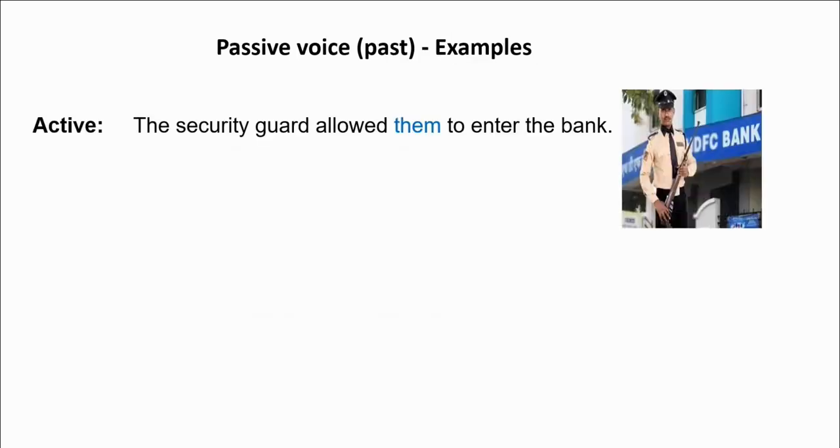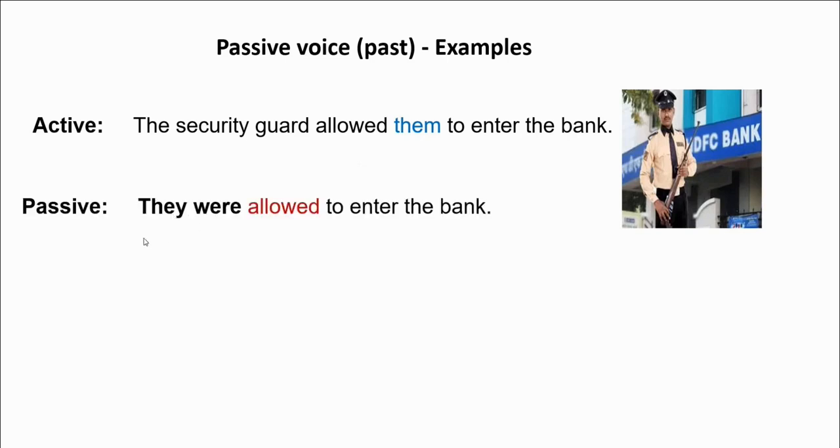All right? Now, let's look at the past. So, in the active, the security guard allowed them to enter the bank. So, this is the past tense because this is a past simple, ed. So, this is a past simple, and in the passive, this becomes they were allowed to enter the bank. So, them is the third person plural object. So, this becomes a third person plural subject, they.